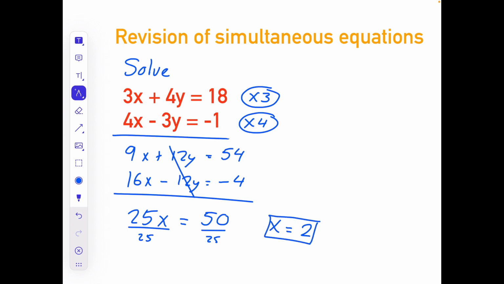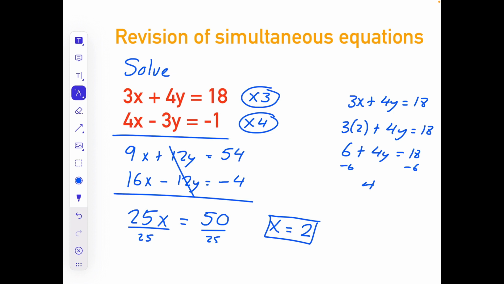Now I need to solve for y. So I'm going to take my top equation. And I know that x is 2. So it's going to be 3 multiplied by 2 plus 4y is equal to 18. 6 plus 4y is equal to 18. Subtract 6 from both sides. Divide both sides by 4. We get that y is equal to 3.